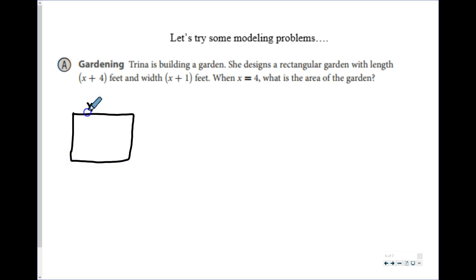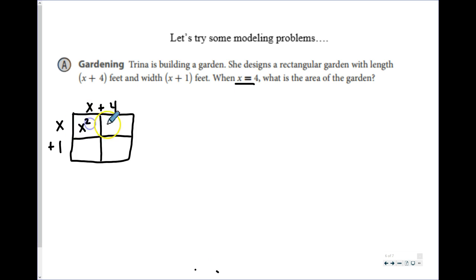One side is x plus 4, and the other side is x plus 1. We want to find area, so we have to multiply these. Well, that's convenient. We can turn her garden into an area model and multiply. We're going to worry about the whole when x is 4 in a second, but we're first going to multiply these two things together to get an expression, okay?